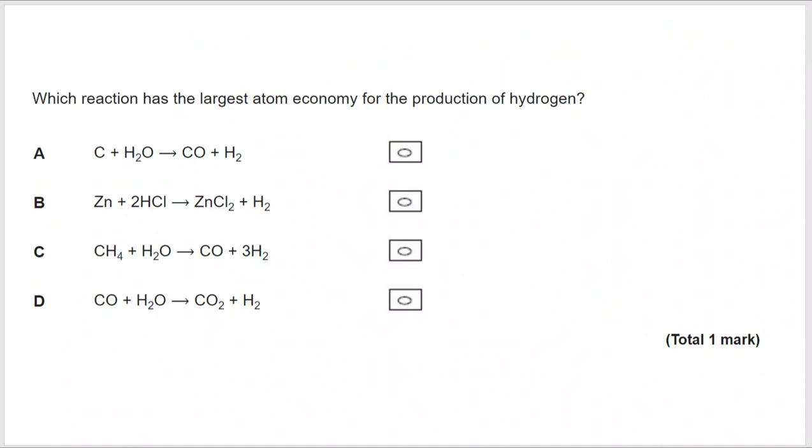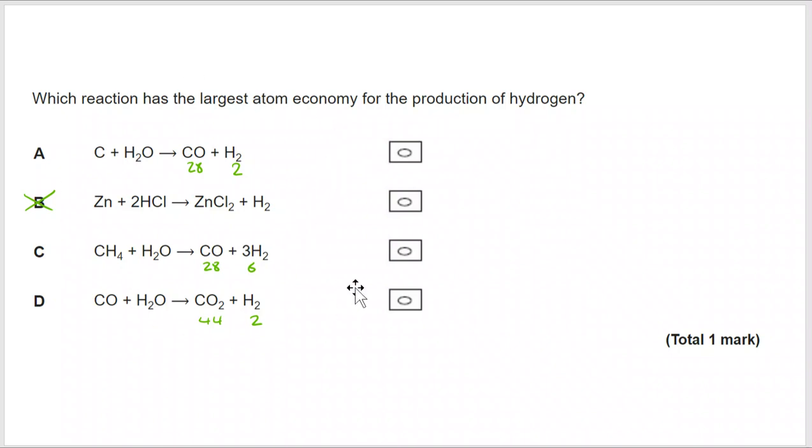Final question, which has the largest atom economy? Now, you can go through and do the atom economy calculation for each of these, and I am going to start them off, but let's have a look at a potential route through that will quicken this one. Straight away, I'm going to get rid of B. I can disregard it, because if atom economy is where H2 is the useful product, ZnCl2 I know is a huge molecule. It's much bigger than carbon monoxide, so my atom economy is going to be very small. And you can work it out if you want to, but it will be much, much smaller.